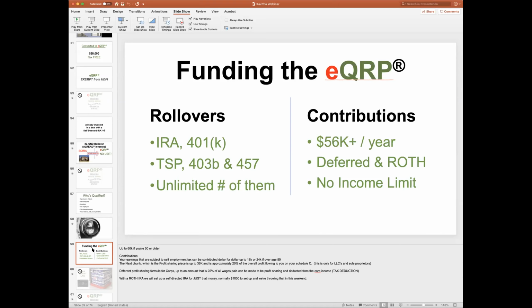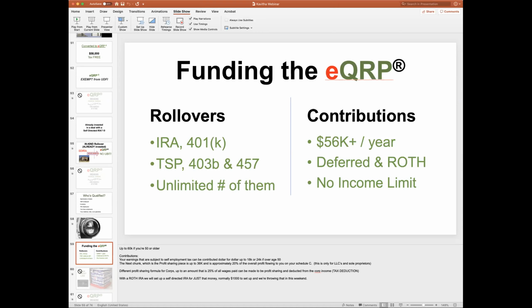In addition to that, you can put up to $56,000 a year into a plan. When I talked about the IRAs, you can only do $6,000, or if you're over 50, you can do 7, which, do that for a number of years and you're not going to really have any money. You're just going to get older. So those are the big differences. It can be deferred or Roth, so it can be pre-tax or post-tax. And there's no income limit. So no matter how much money you make, you can make contributions.